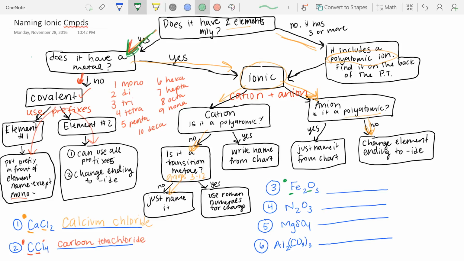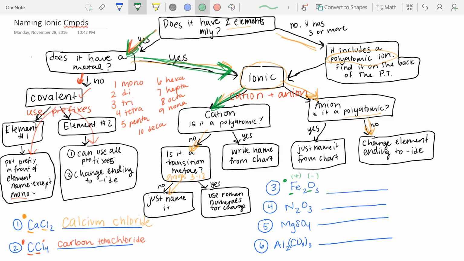So the next question is, does it have a metal? Well, Fe is to the left of the periodic table. It's iron, so it does have a metal. So we're going to follow this arrow down, which makes it ionic. Now, if it's ionic, we're going to have our cation and our anion, so we're going to have our positive side and our negative side.